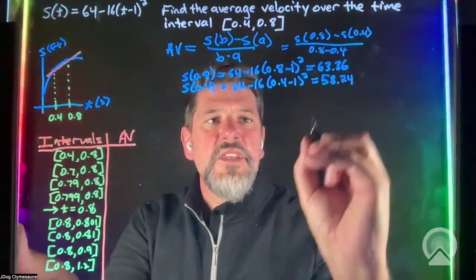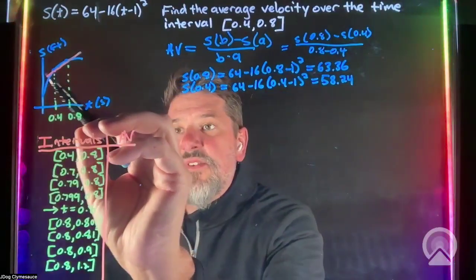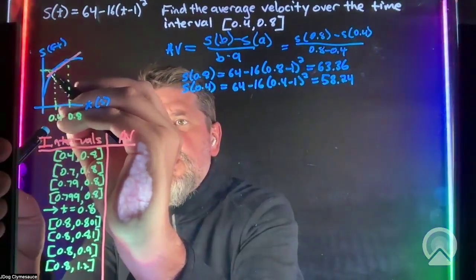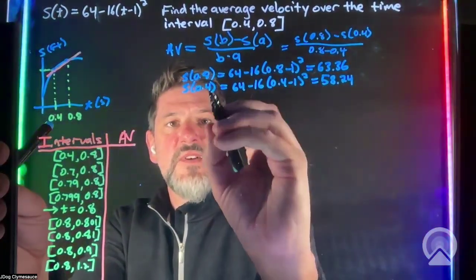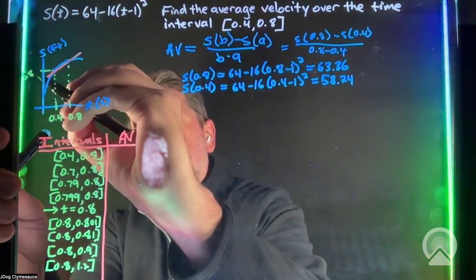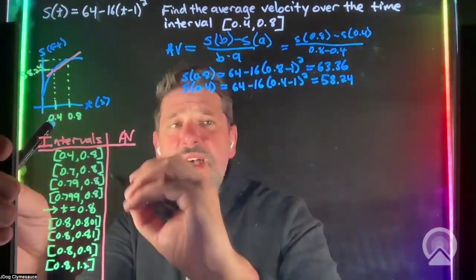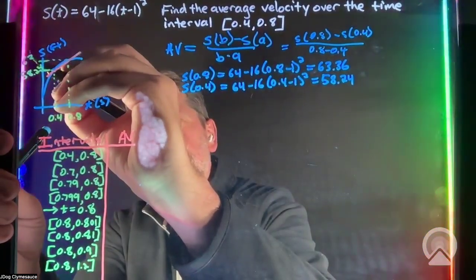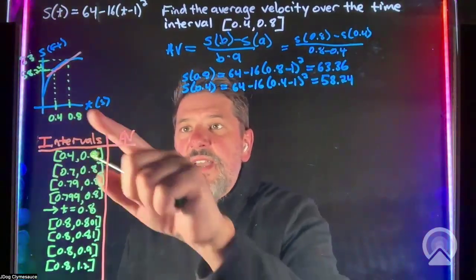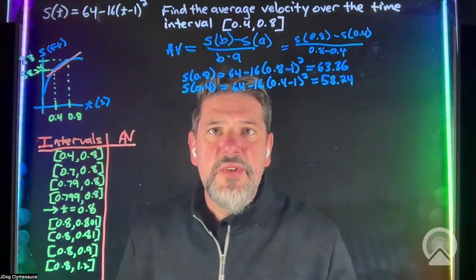So what these numbers mean is 63.36 is the height in feet at 0.8 seconds. So over here, we could draw a little dashed line. We know that at 0.4 seconds, it was at 58.24, and then at 0.8 seconds, it was a little higher, at 63 and some change. So I'll just say approximately 63. So that's the height at those two spots. So we have 63.36 and 58.24.